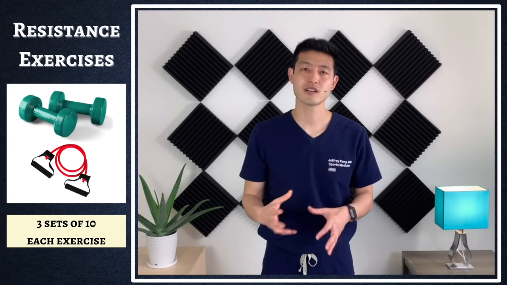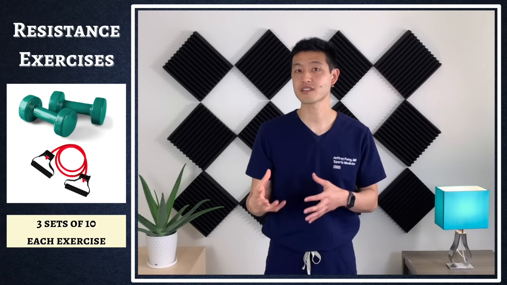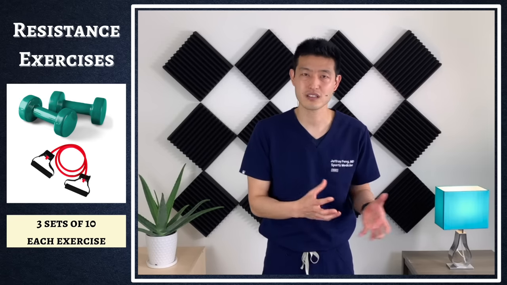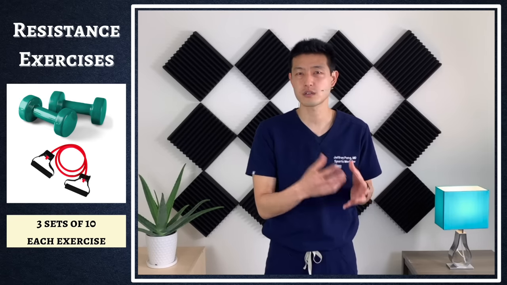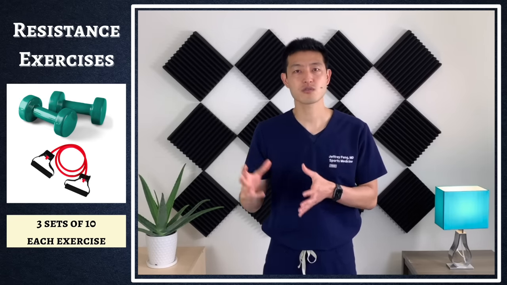So now we're gonna move on into our weighted exercises. And for this, you can either use a light dumbbell, something like a 2-pound dumbbell. You can also use a water bottle or a can of soup, or you can use resistance bands.